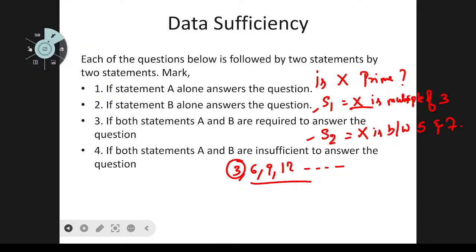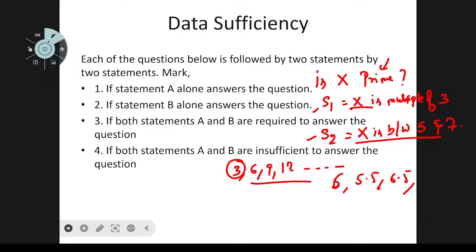Now I will see only statement 2. Don't combine it. First see only statement 2, then if you are not getting it, only then combine it. Statement 2 says x is between 5 and 7. That means it can be 6, it can be 5.5, or 6.5, or any other decimal value between 5 and 7, right? It can be anything. So from this one, do I know if the value of x is prime or not?